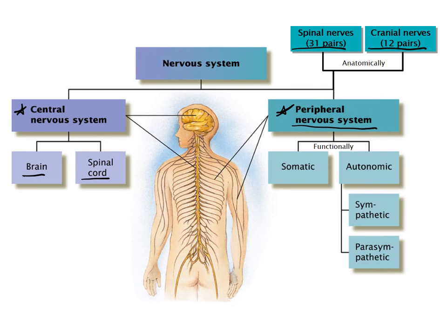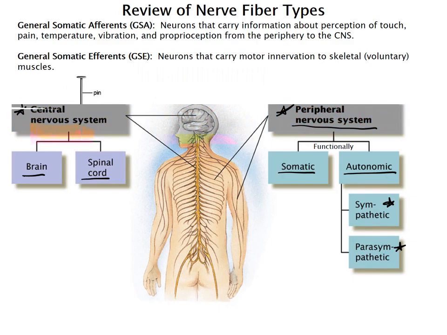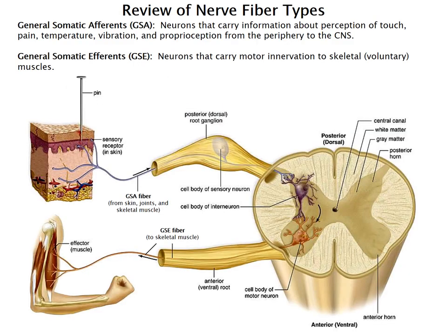The peripheral nervous system is also divided functionally into somatic and autonomic divisions. Autonomic fibers are further subdivided into parasympathetics and sympathetics. Regarding the somatic system, somatic nerves come in two flavors. The first flavor of somatic neurons that we'll discuss are general somatic afferent fibers, abbreviated GSA. These fibers transmit sensations from the body back to the central nervous system.